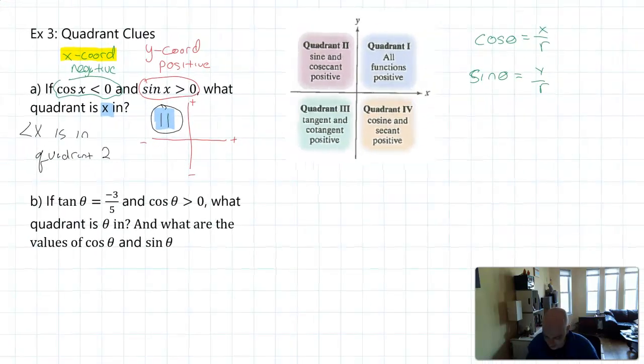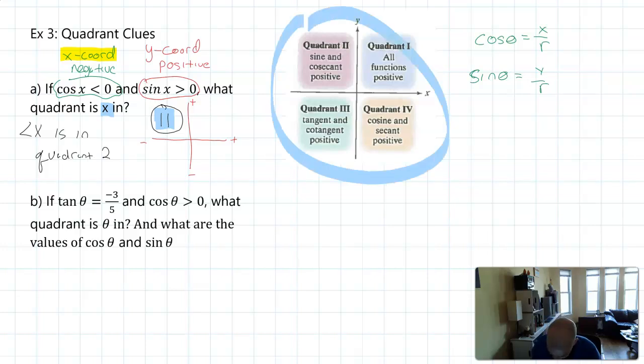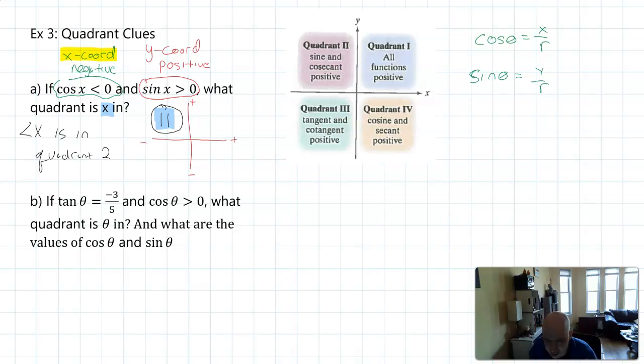One short mnemonic for doing this, a way to remember it, is to make a chart like this. This is a chart that says which functions are positive in which quadrants. In quadrant 1, all functions are positive. In quadrant 2, sine and its reciprocal are positive because they're both the y coordinates, right? So y is positive. In quadrant 3, tangent and cotangent are positive because they're both y over x. And when y and x are both negative, those both become positive. And in quadrant 4, cosine and secant are positive.